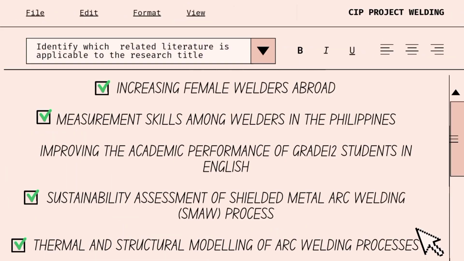Okay, 4 out of 5 of the studies presented is related to our title. The number 1, increasing female welders abroad, because we have here the welders. Measurement skills among welders in the Philippines, the same with number 1, welders. For number 4, sustainability assessment of the shielded metal arc welding, we have already there, shielded metal arc welding. And number 5, thermal and structural modeling of the arc welding process, we have here the arc welding.